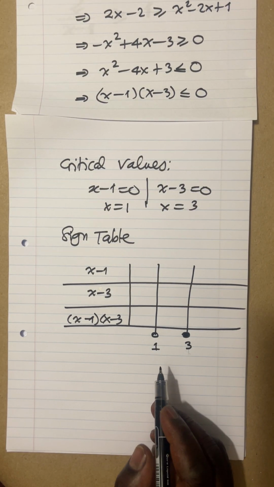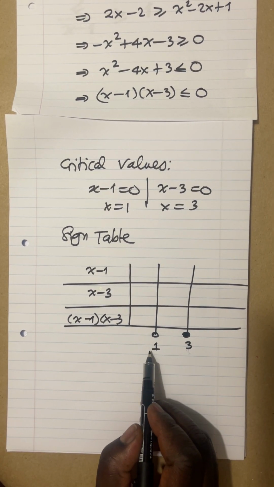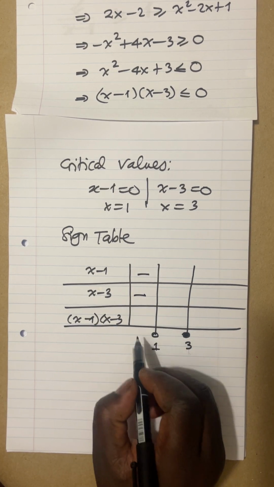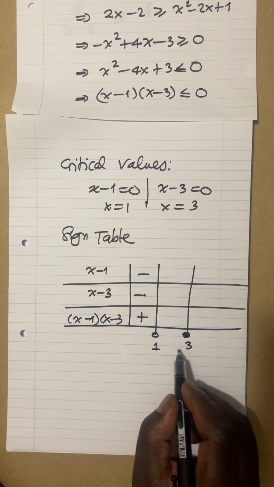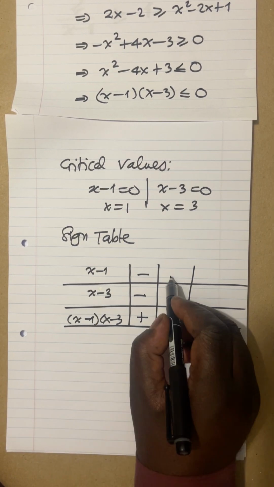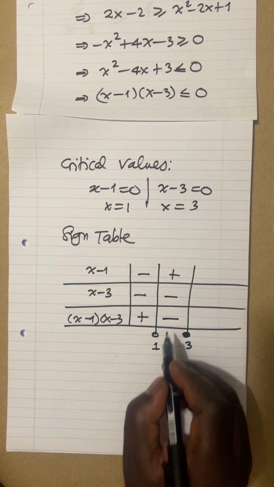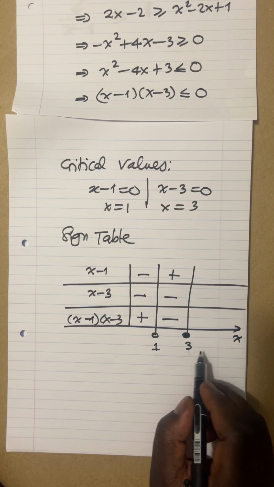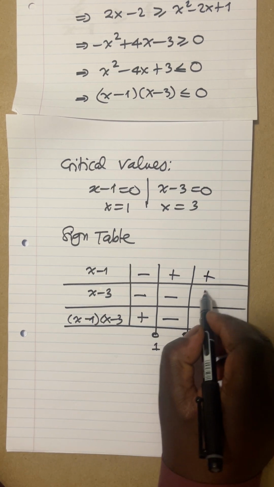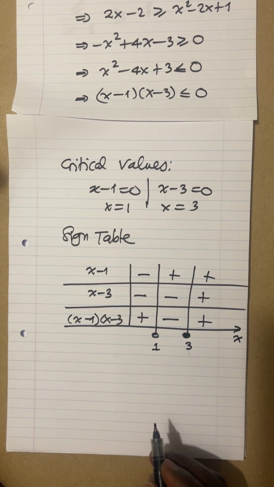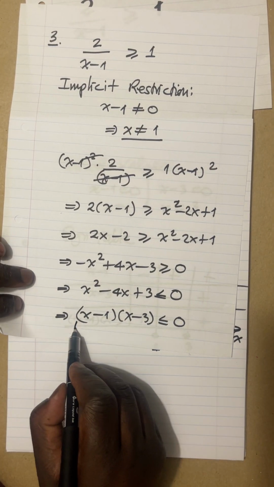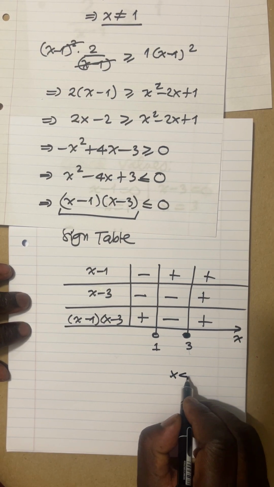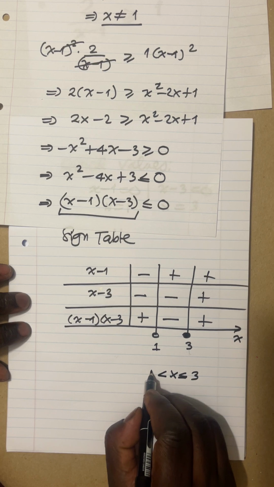Right. Now notice that if you pick a number to the left-hand side of 1, let's say 0. If you put 0 here, it will be negative. Put 0 here to be negative. Negative times negative, positive. Pick a number between the two, let's say 2. If you put 2 here, it's going to be positive. If you put 2 there, it's going to be negative. The product is negative. Pick a number to the right hand side of 3, 4. Put 4 here and there. It's going to be positive, positive, and the product is positive. What are we interested in? We're interested in a product of 0 or less than 0. So our solution is x is less than or equal to 3, but it must be strictly greater than 1.